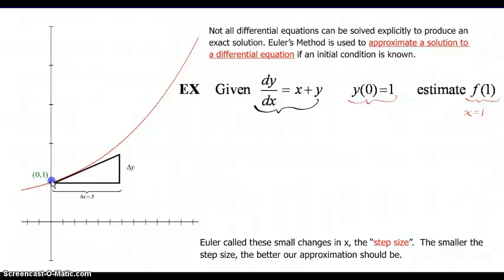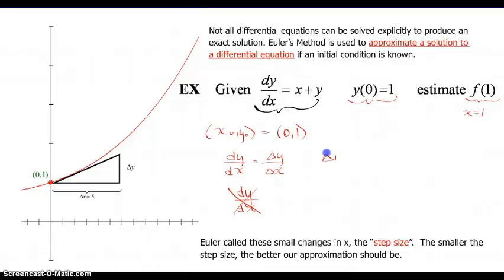So we're in the plane at our initial condition, so we know that x naught, y naught is the point (0, 1). We know the relationship between the change in y and the change in x, which are what these differentials are representing. We're interested in the change in y. I'm going to solve this for the change in y. So I'm going to multiply both sides by the change in x.